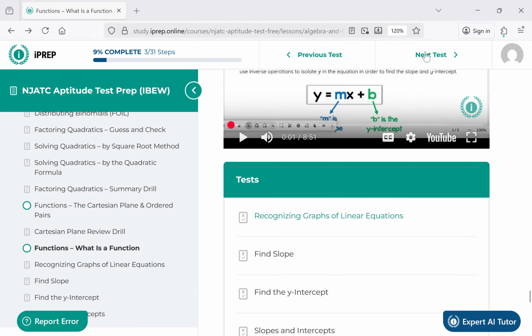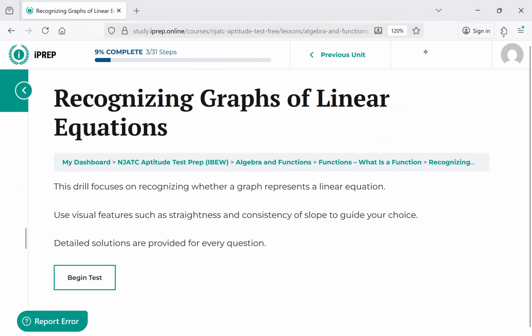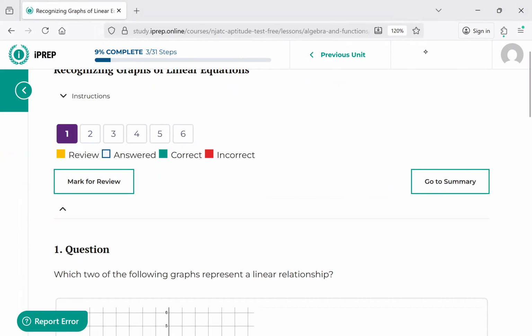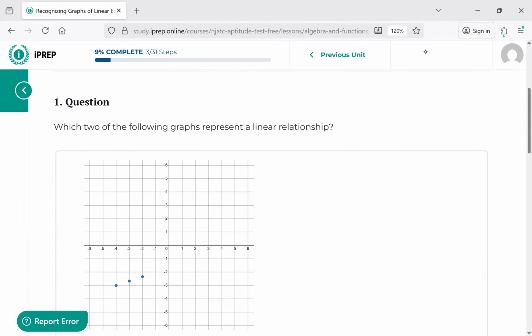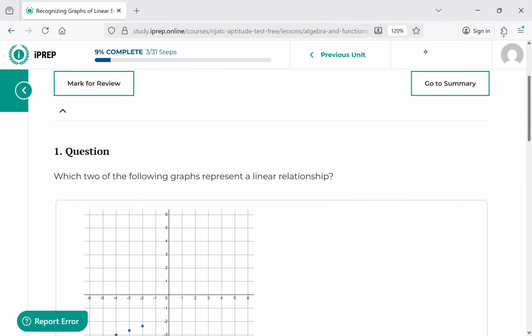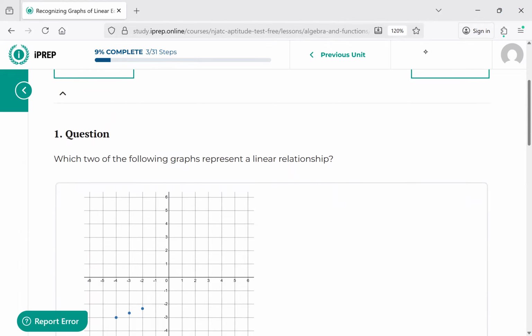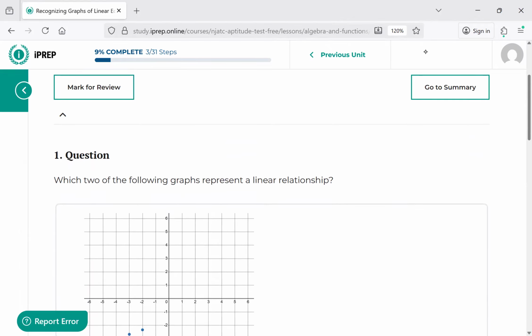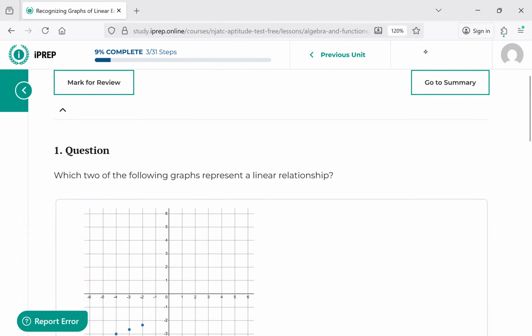So let's start with recognizing graphs of linear functions. When I took the practice test, there were a lot of linear functions, so it's good to know how to determine if it's a linear function and how to graph it. Let's look at question one. Which of the following represents a linear relationship? So what is a linear relationship or a linear function?